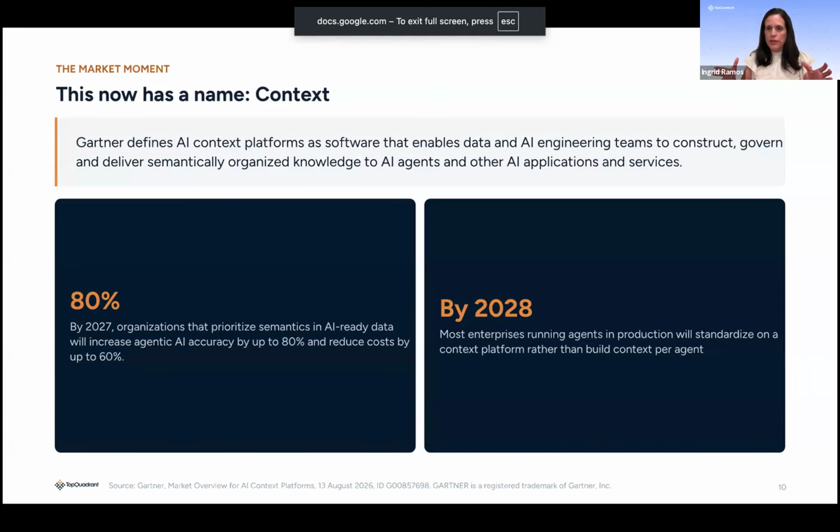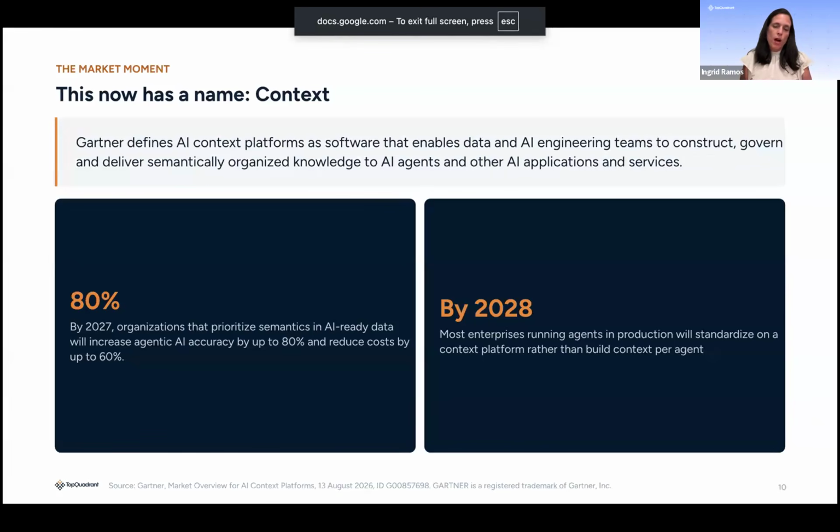My team has truths in how they work. My business has truths. And so how can all these truths be right at the same time? This semantic backbone, or context, is a central control center that manages the universal truth for an organization. That's what Gartner is saying here: by 2027, 80% of organizations that prioritize semantics and AI-ready data will increase agentic AI accuracy by 80% and reduce costs by up to 60%.